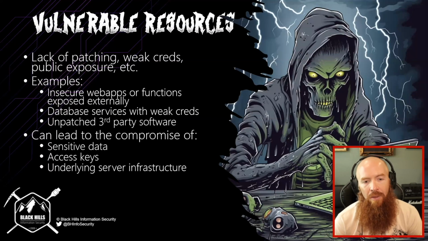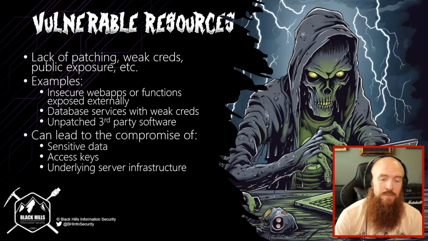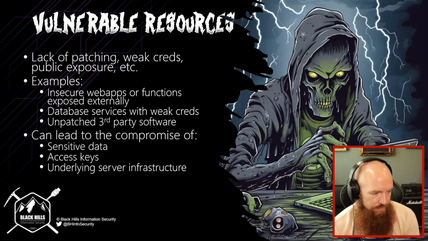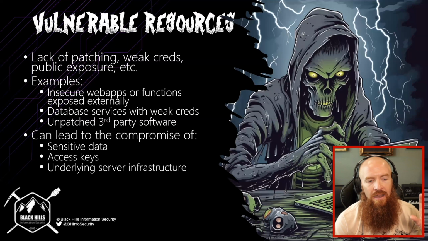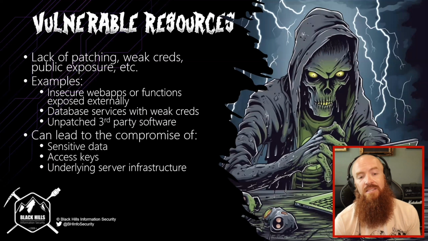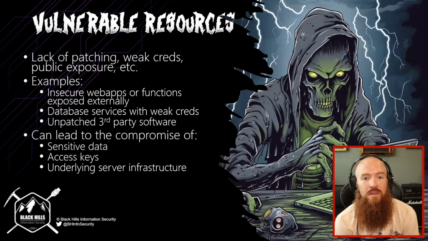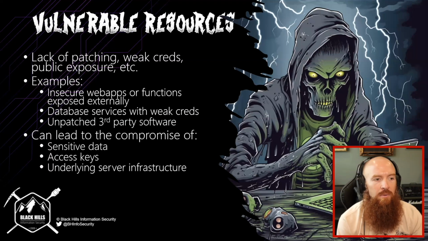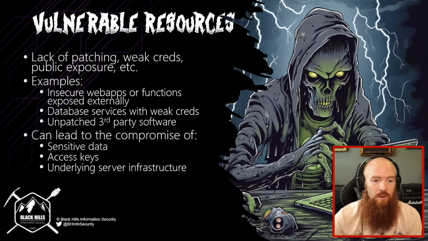So on top of just the patching issues, you have to worry about public exposure of these resources too. So things like insecure web apps, Lambda functions or serverless functions in general exposed externally, things like database services that have weak creds, because that's another thing that comes up with cloud resources: the ability to make things public is so much easier than it is in a traditional on-prem world. And it's because of just that freedom to deploy resources, right?